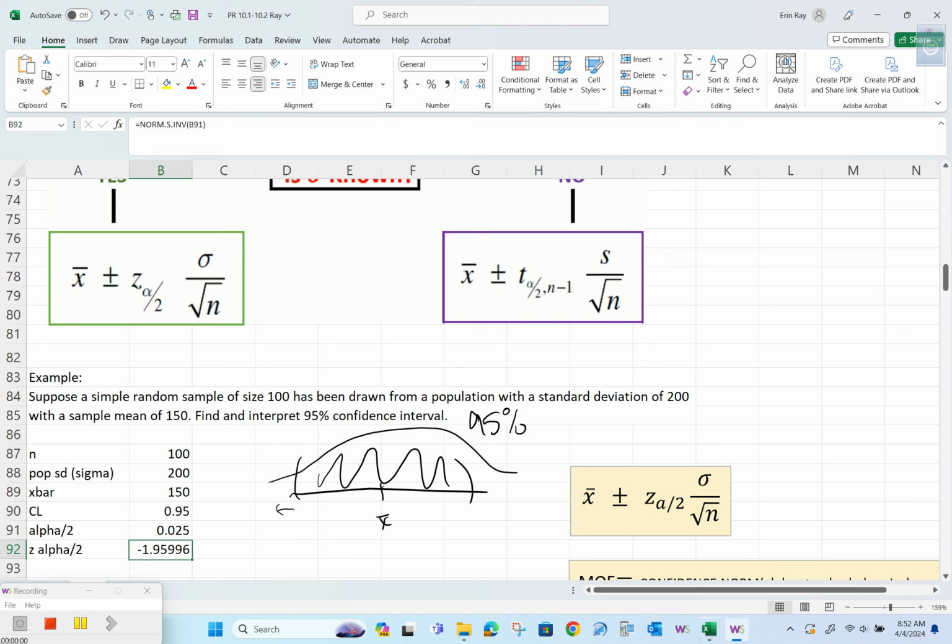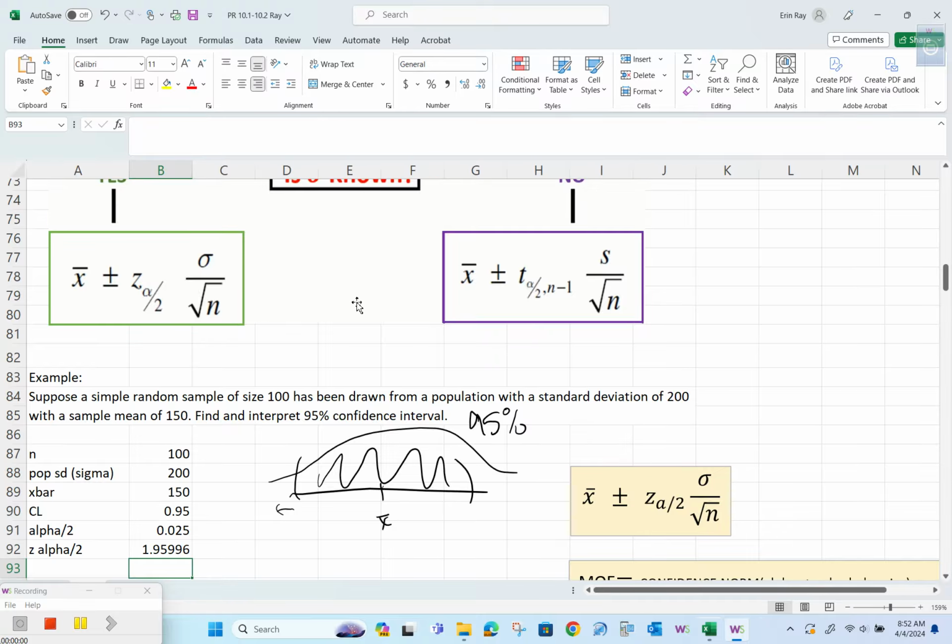I will tell you on Hawks, it's going to have you put in the positive z-score, not the negative. We know that because of symmetry, this will be a negative 1.96, and over here it will be a positive 1.96. So the easy way to fix that, you just go up here and put a negative in front. That'll switch the sign. So that's my positive z-score.